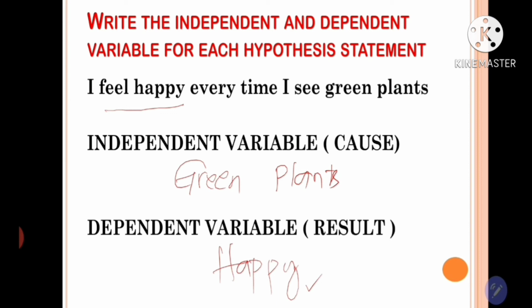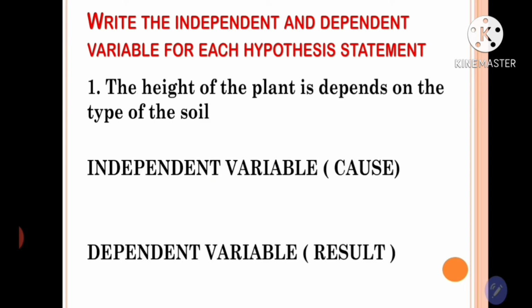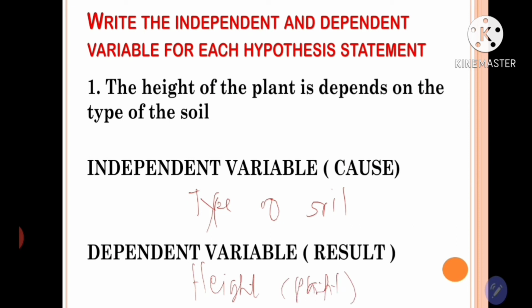I have here the next example. The height of the plant depends on the type of soil. So, which is our independent variable? The cause. Wow, very good. Our independent variable is the type of soil. Okay? And our result, okay, kapag ang height ng plant daw ay nakadepende saan? Okay, sa height ni plant. So, this is our dependent variable. Okay. Next one. Next slide.